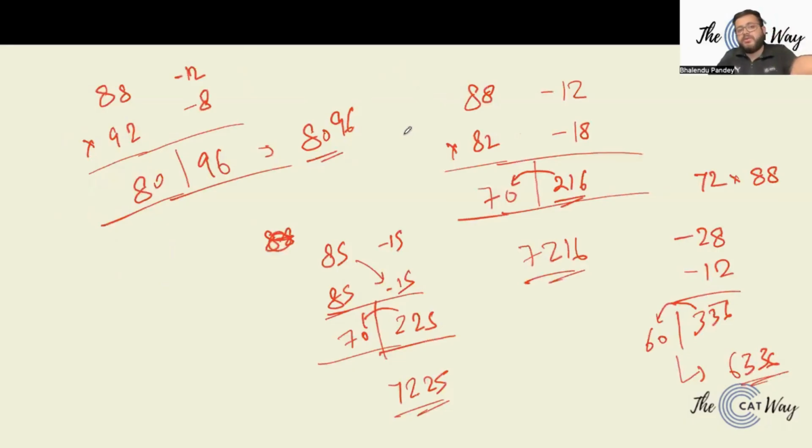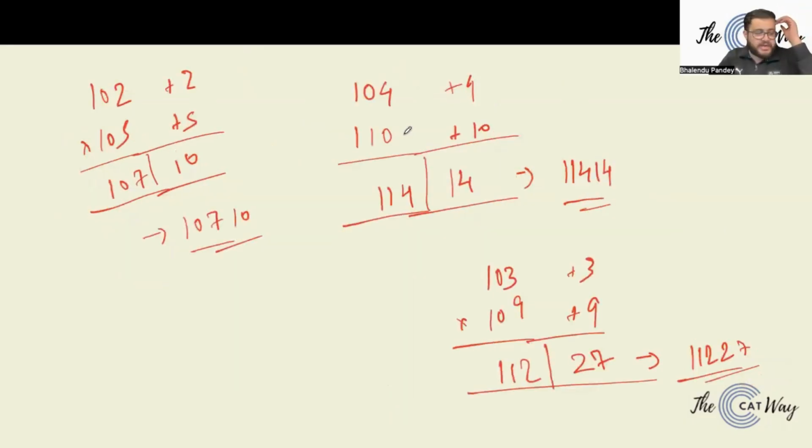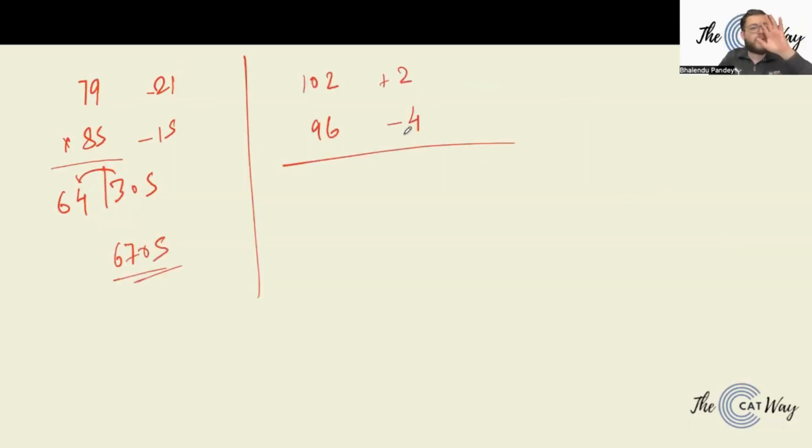Over here till now what we were doing, minus and minus, plus and plus, these were getting multiplied. So we were not facing any issues, any difficulties, right? But right now the problem that we have is plus 2 and minus 4 that are going to give you a minus 8. 102 minus 4 and 96 plus 2 will adjust on this part. So 98 and minus 8 is something that you have, right?